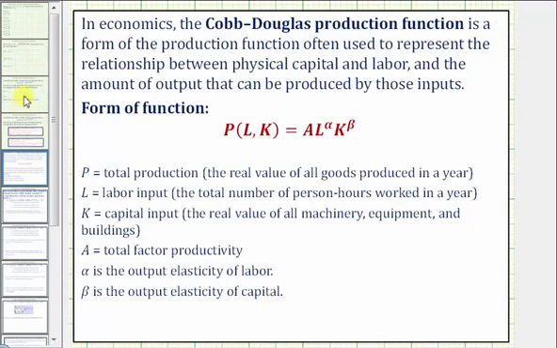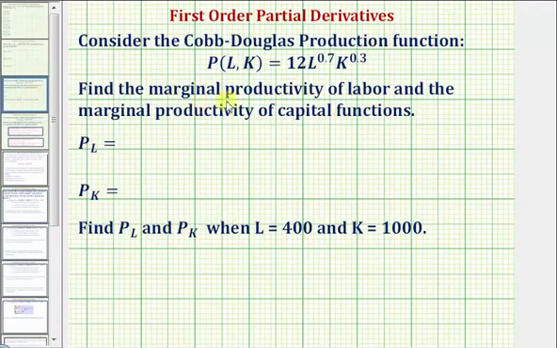So going back to our example, we'll now find the marginal productivity of labor function by determining the partial derivative with respect to L. So to do this, we'll differentiate with respect to L, treating K as a constant. So we'd have 12 times, if we differentiate with respect to L, we would multiply by 0.7. Then we'd have L raised to the power of 0.7 minus 1, that's negative 0.3, and we're treating K as a constant. Now let's go ahead and simplify this and write this only using positive exponents.